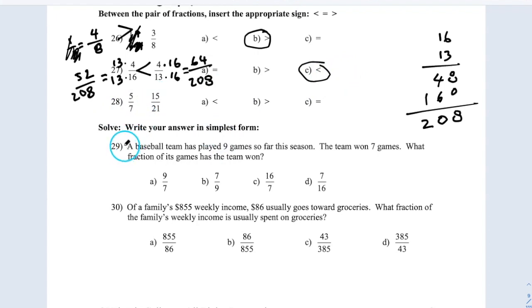Same idea with 28. Need to have the same denominator. This one is simple because I can multiply by 3 and I'll get 21. So 7 times 3 is 21. 5 times 3 is 15. And if you notice, they're equal. 15 over 21, 15 over 21.